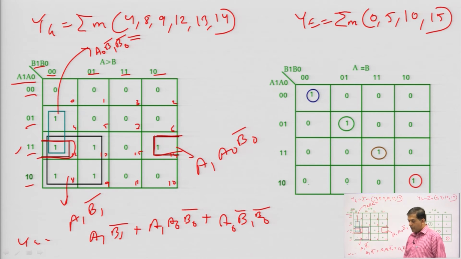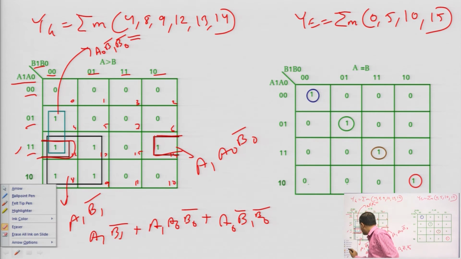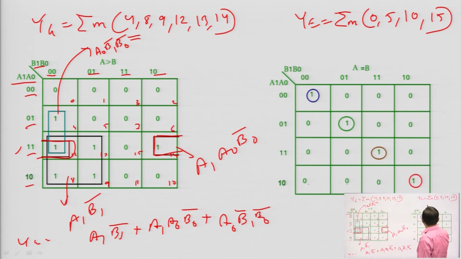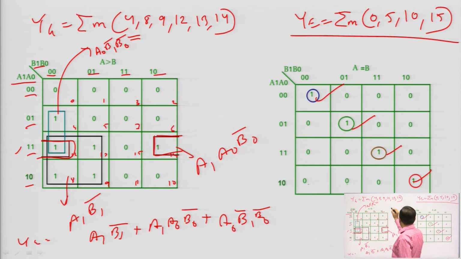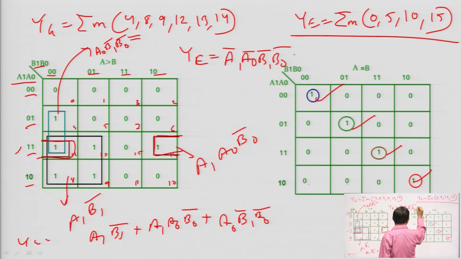Now, we will do the second one, this is for y equals to. So, see here no grouping is possible, all are individual, 1 this 4, no adjacent ones are there. So, we will write the equation for y equals to as A1 bar A0 bar B1 bar B0 bar. So, this one is A1 bar A0 bar B1 bar B0 bar.